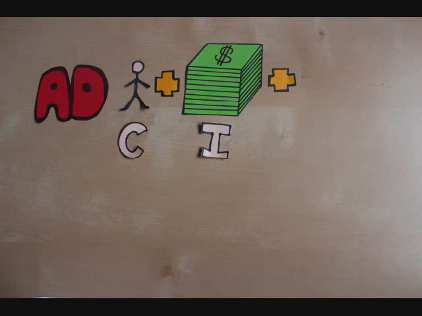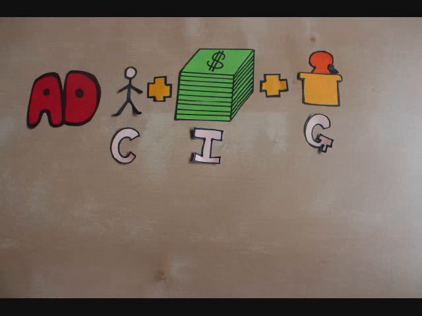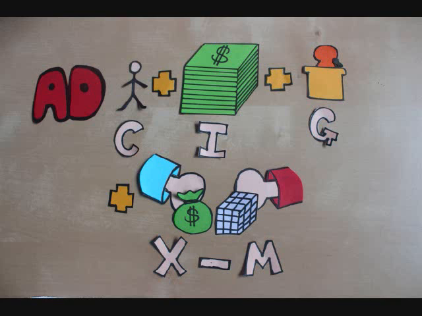Investment expenditure, which is the amount of money spent on capital goods and is profit-led. Government expenditure, which is the amount of government spending on goods and services. And net exports, which is the difference between the export revenue received from the sale of goods and services to foreign countries and the import expenditure to purchase goods and services from foreign countries.